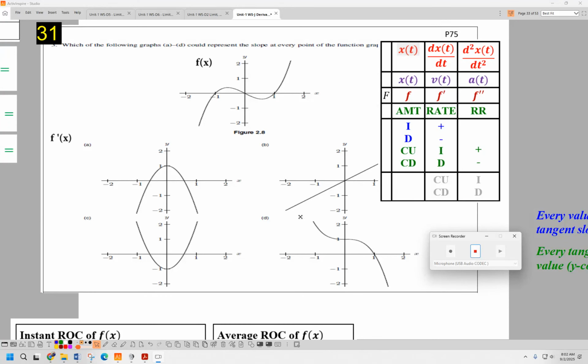So we're looking at 31, and we're reviewing from several days ago. So it would have been Thursday when I last talked with you. They give me a graph of f, and I'm expected to identify the graph of f prime.